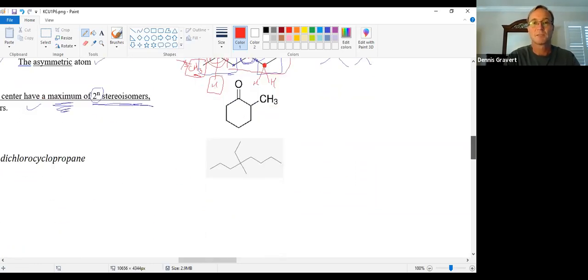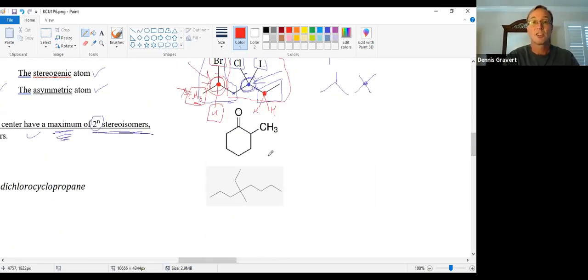Here's another molecule. Are there any chirality centers? What about this carbon right here that's double bonded to oxygen? Well, two ways of saying no. This bond connects to O and this bond connects to the same O. Okay, it doesn't have 4 different groups.